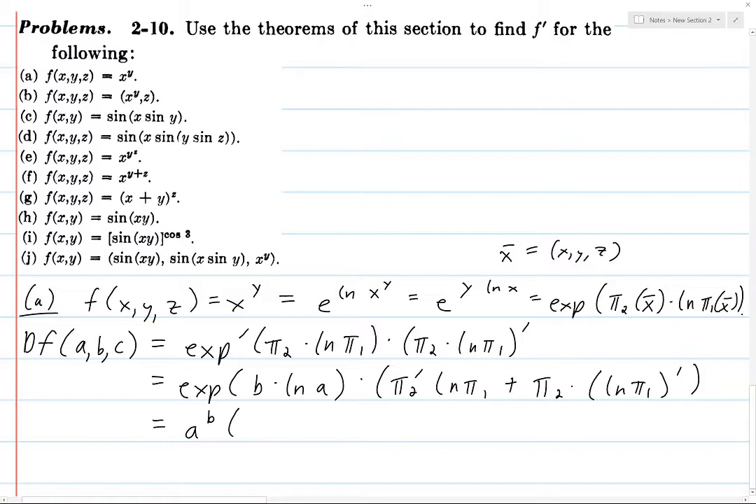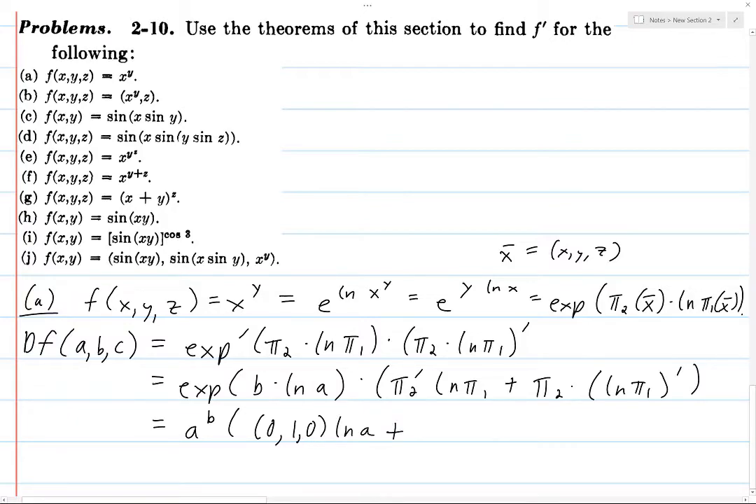Now moving here, the derivative of pi 2 is 0, 1, 0, because remember the derivative of pi i is just a vector which is zeros everywhere except for a 1 in the ith coordinate. So that's why you get 0, 1, 0, and we multiply by the natural log of pi 1, which we can now write as natural log of a.